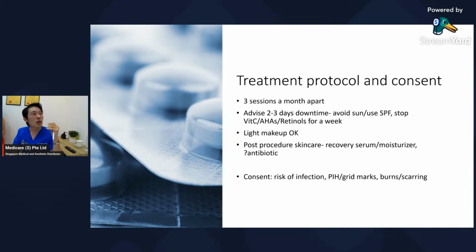Okay, so I usually recommend 3 sessions. I space them a month apart, and I will just advise patients for about 2 to 3 days of downtime. It's very similar to laser treatment. So avoid the sun, we use a sunblock, and avoid skincare that causes irritation, so avoid phenols and acids. But I think light makeup is okay.